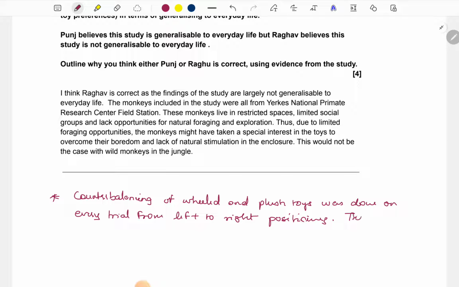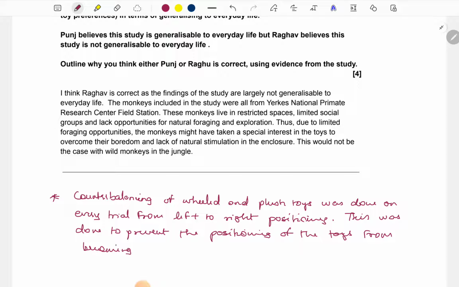So like I said, the stem I could use is "this was done to prevent the positioning of the toys from becoming a reason for their preference rather than their nature."